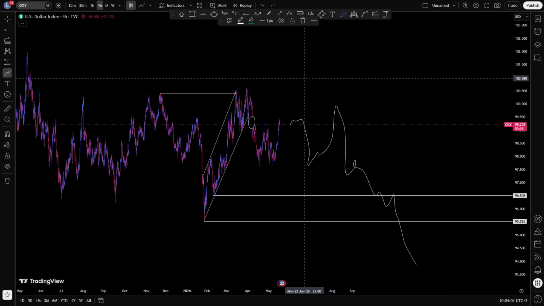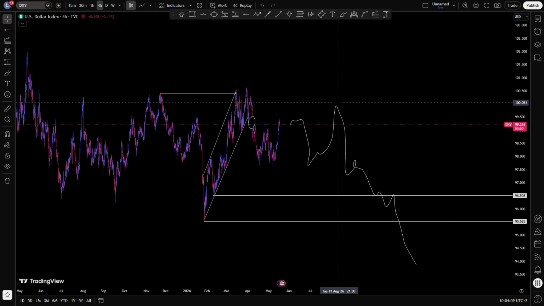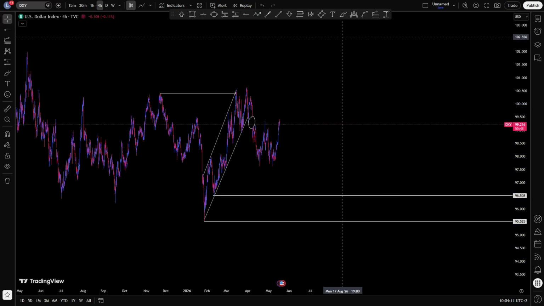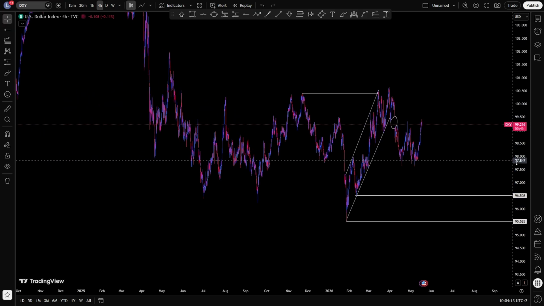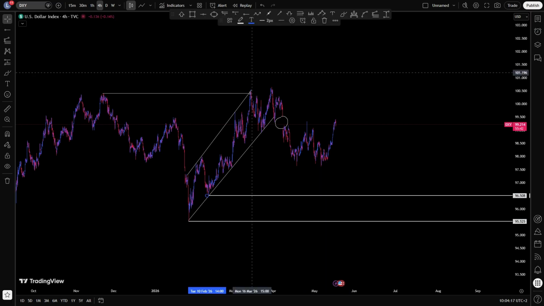But possibly I'm gonna stick with the scenario with the highest probability, because the market is a game of what? It's a game of probabilities, right? That's how simple it is. This thing is just a game of probabilities, man. Don't overcomplicate it, right?